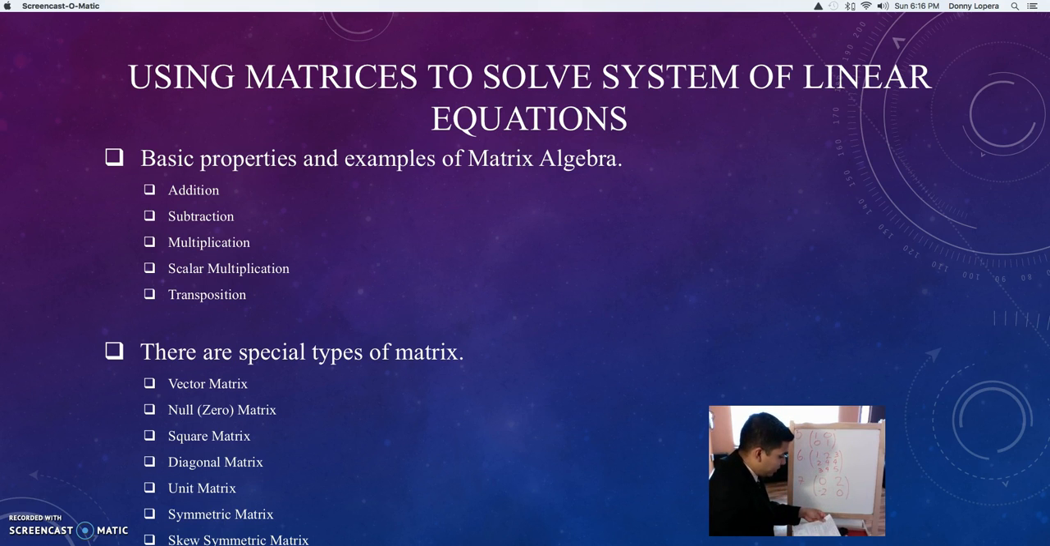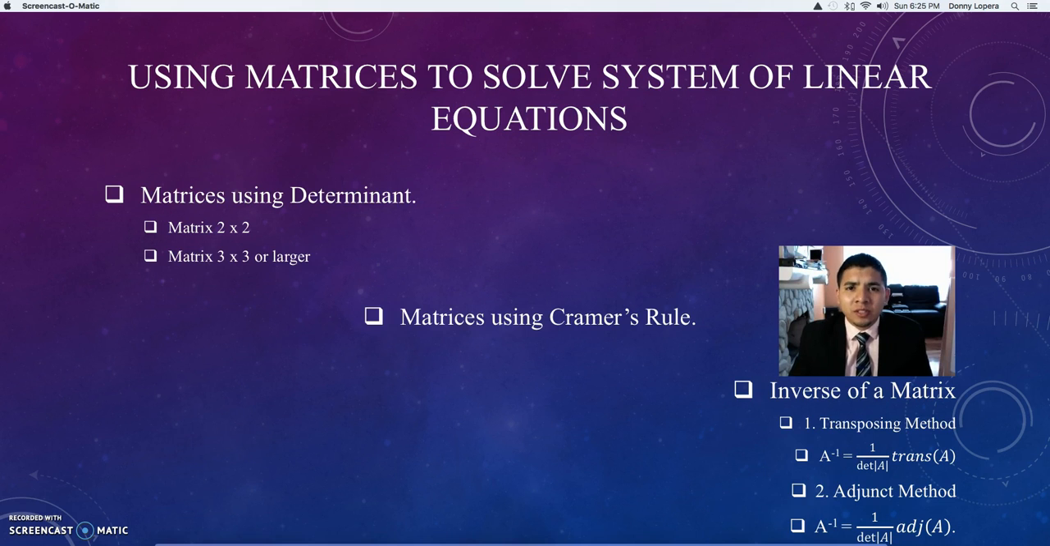And the last one is a skew symmetric matrix. It's a matrix where all elements of the leading diagonal are 0 and the others are inverses. Okay. Now, the matrix determinant and the inverse of a matrix are used to solve simultaneous equations.